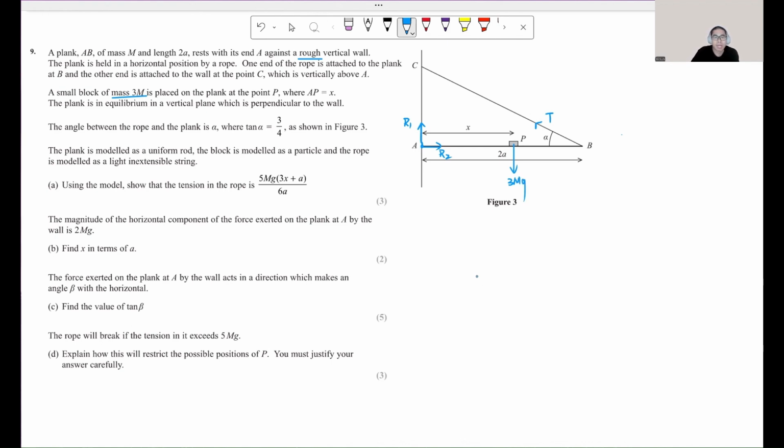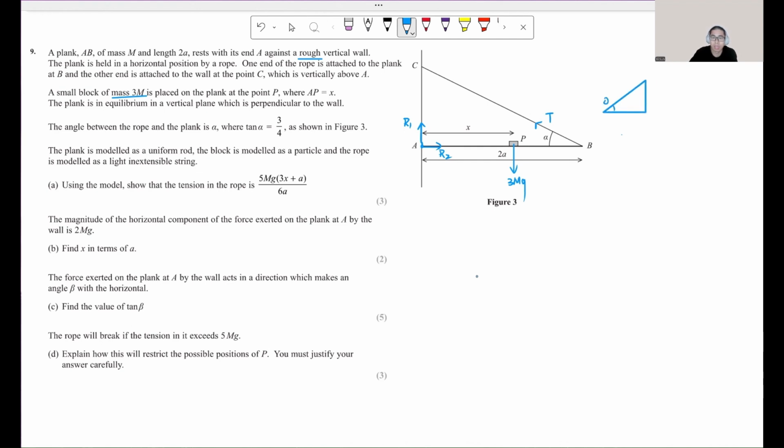Where AP is x meters, which is already labeled here. And then the plank is in equilibrium in a vertical plane, which is perpendicular to the wall. The angle between the rope and the plank is alpha, which is also labeled in here, where tan alpha is equal to 3/4.